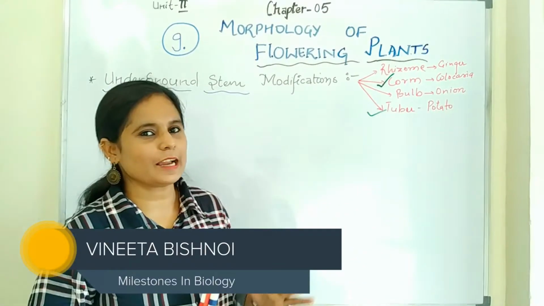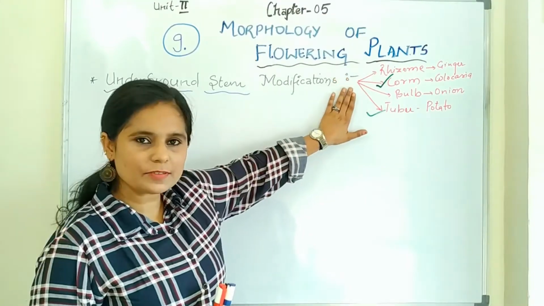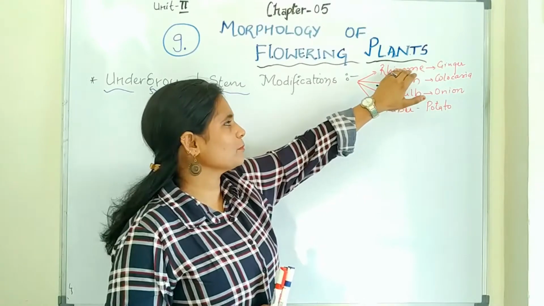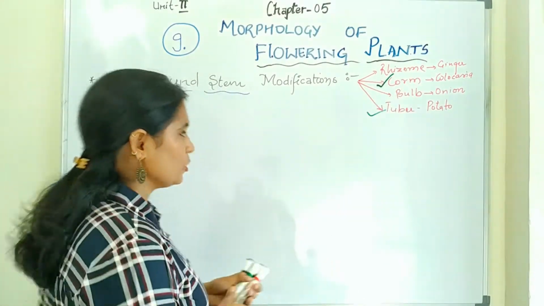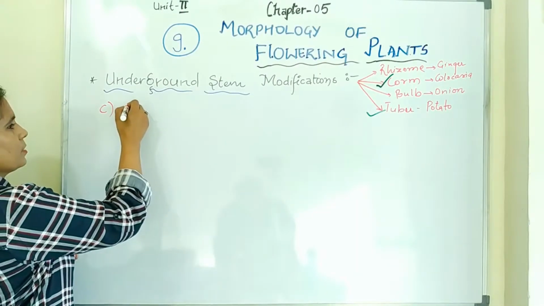Today we are starting with the next part of underground stem modification. In the last video I told you about tuber and corm. Now today I am starting with rhizome and we will complete with the bulb. So the third modification is rhizome.